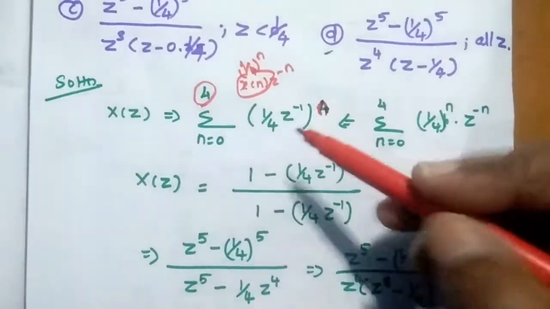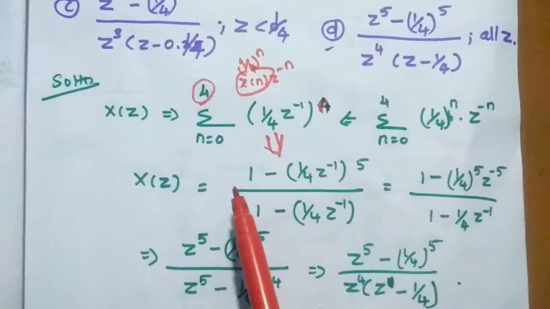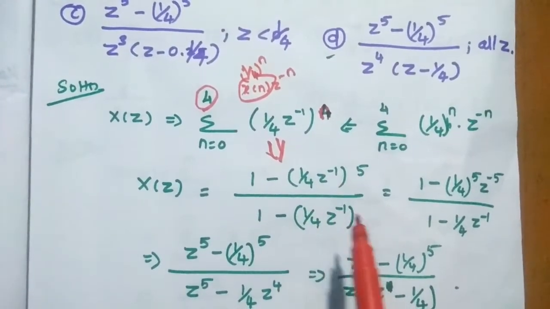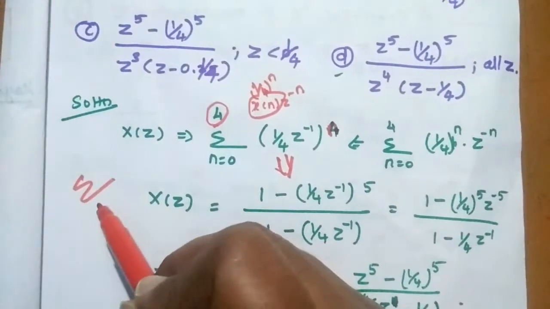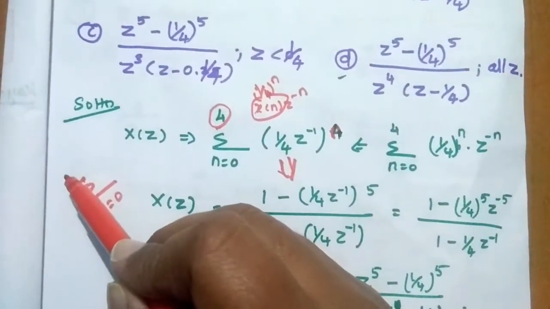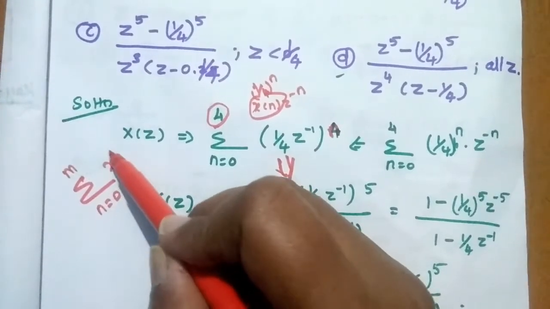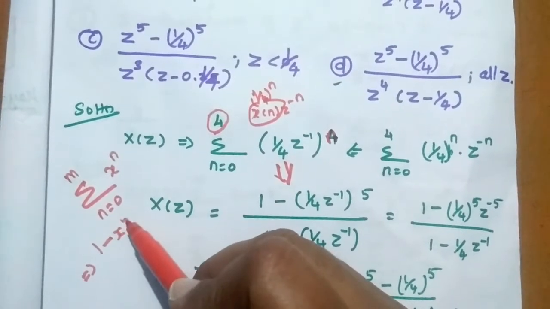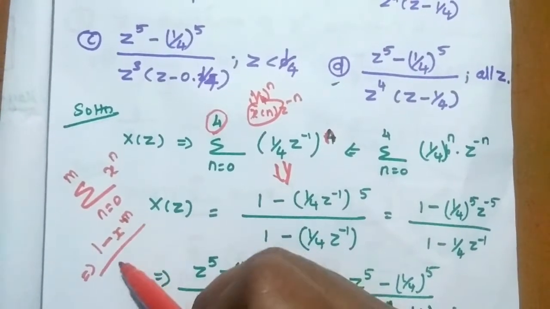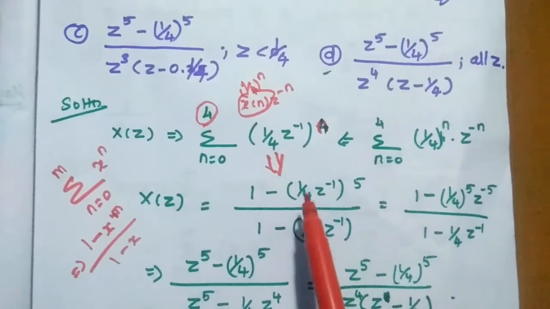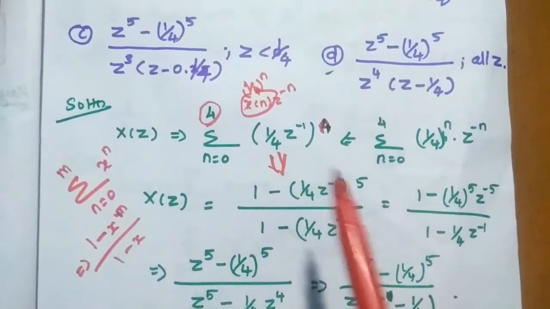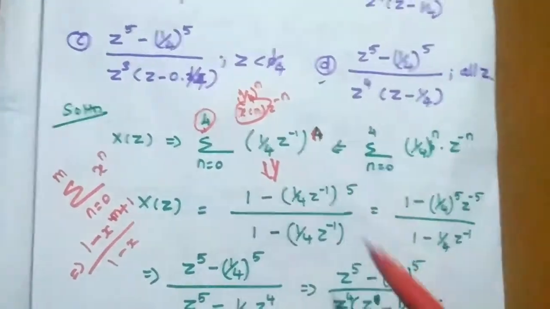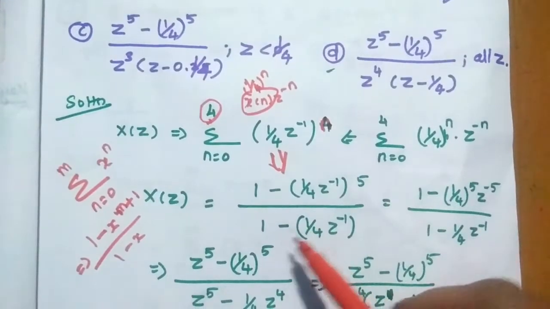For that, the shortcut formula is given like this: the summation of x^n from n equals 0 to some value m is nothing but (1 minus x^(m+1)) divided by (1 minus x). So here it is 1 minus (1/4 z^-1)^5, since m is 4 and we need to add one more, divided by 1 minus x.